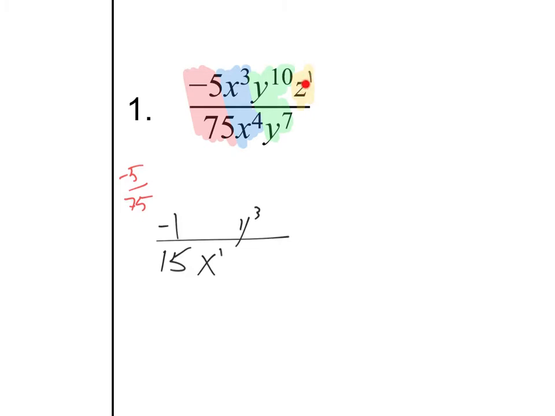Then lastly we have the z. Well, the z doesn't really have a counterpart to interact with, so that just keeps its original value, z to the 1st. So this simplifies down to negative 1 y cubed z all over 15x.